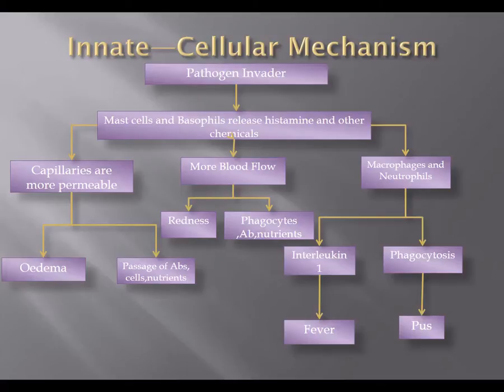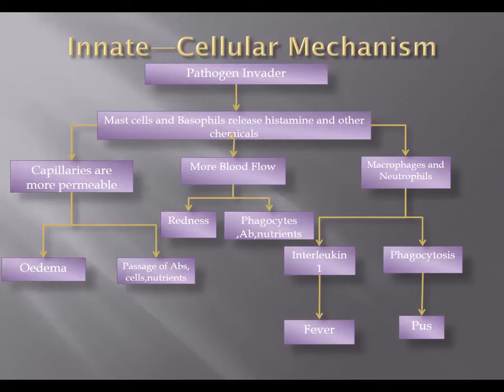So what happens is that histamine dilates blood vessels and increases the permeability of capillaries. This brings a lot of blood to the area, so it gets red and hot, and the increased permeability allows plasma and all the white cells to seep out of the capillaries and get to the area, causing swelling.